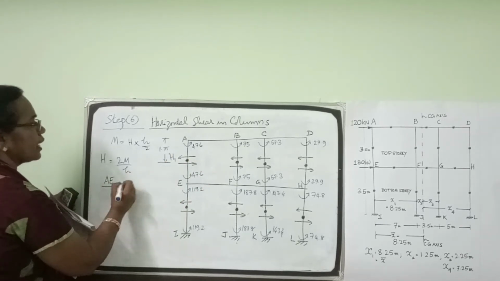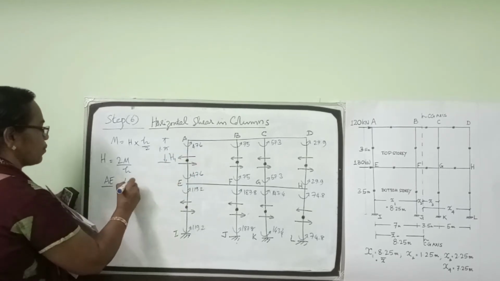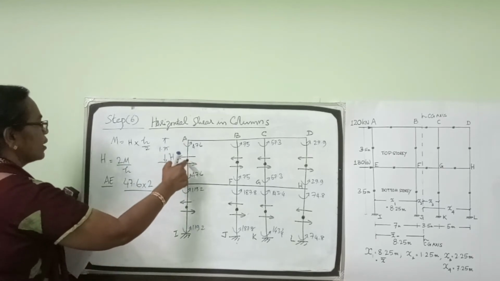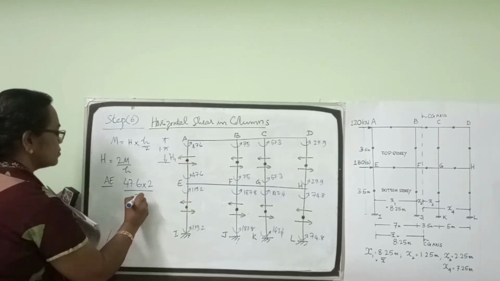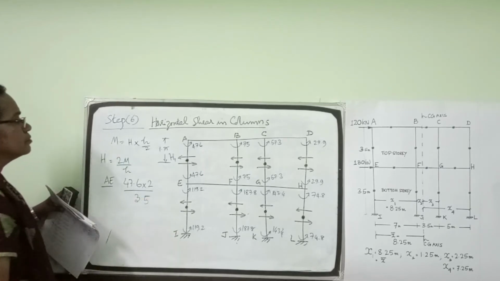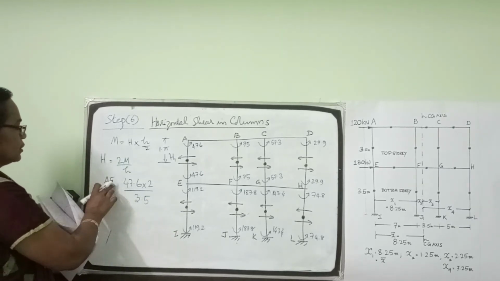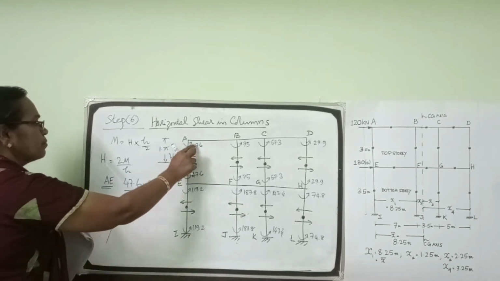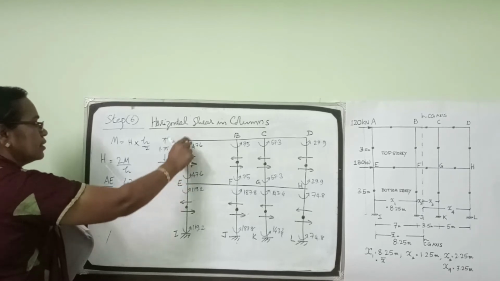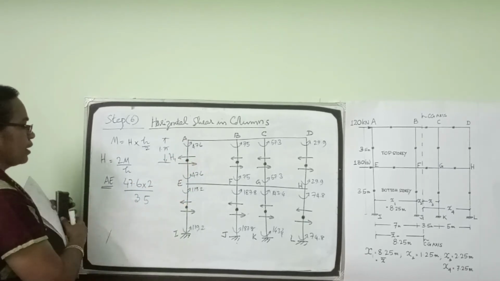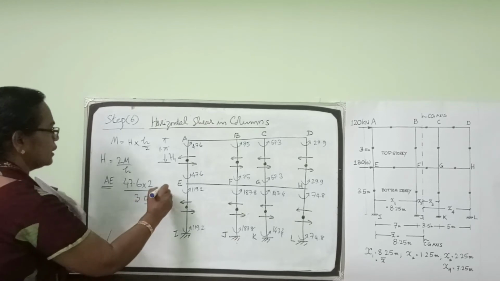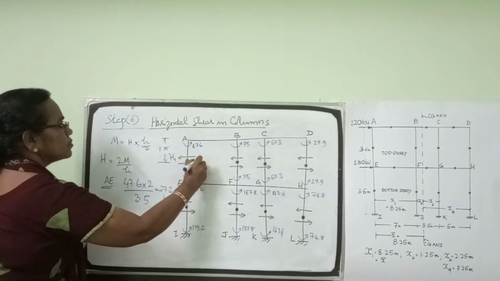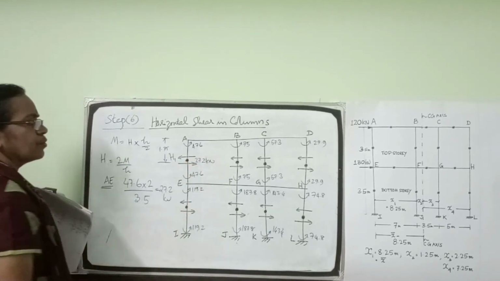The shear in column AE is equal to bending moment 47.6, that will be 2 QM divided by H. The total height of the column is 3.5. So the shear force in column AE is 47.6 into 2 divided by the total height of the column, 3.5. This works out to 27.2 kilonewton. So this value is 27.2 kilonewton.